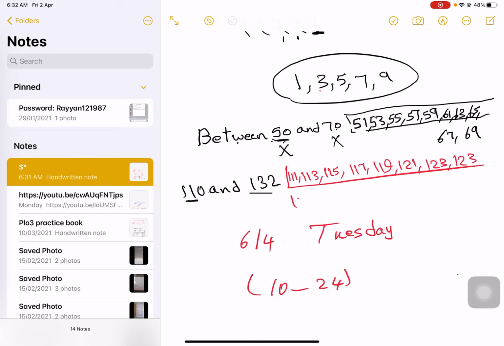It is from page 10 to page 35. The test will be from page 10 to page 35. The date will be Tuesday, the 6th of April. Okay, I will write also for you on Microsoft Teams the number of the pages.